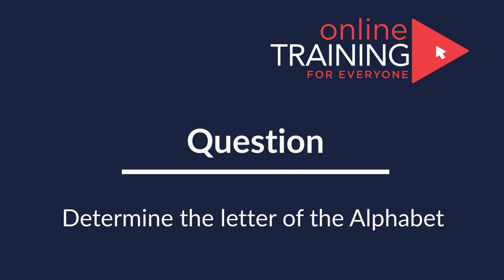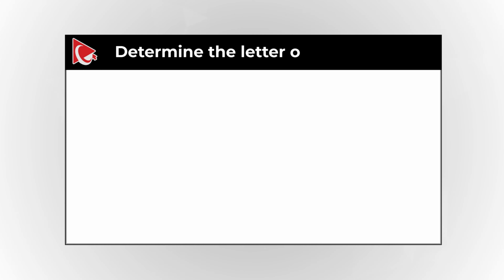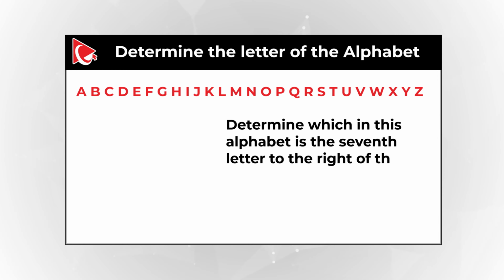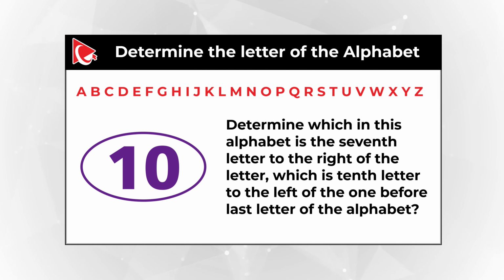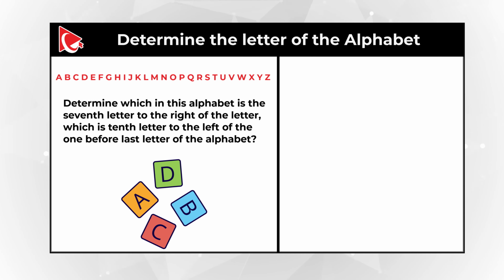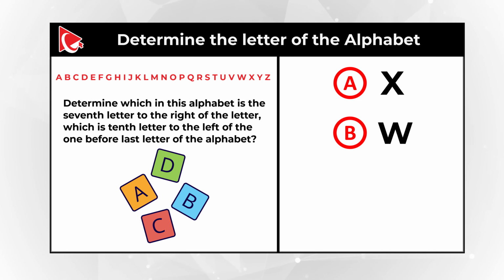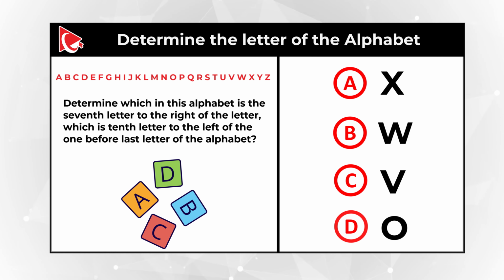I'd like to share with you a very interesting question where you need to determine the letter of the alphabet. You're presented with 26 letters of English alphabet, and you need to determine which letter in this alphabet is the 7th letter to the right of the letter which is 10th letter to the left of the one before last letter of the alphabet. You have 4 different choices. Choice A, letter X. Choice B, letter W. Choice C, letter V. And choice D, letter O.